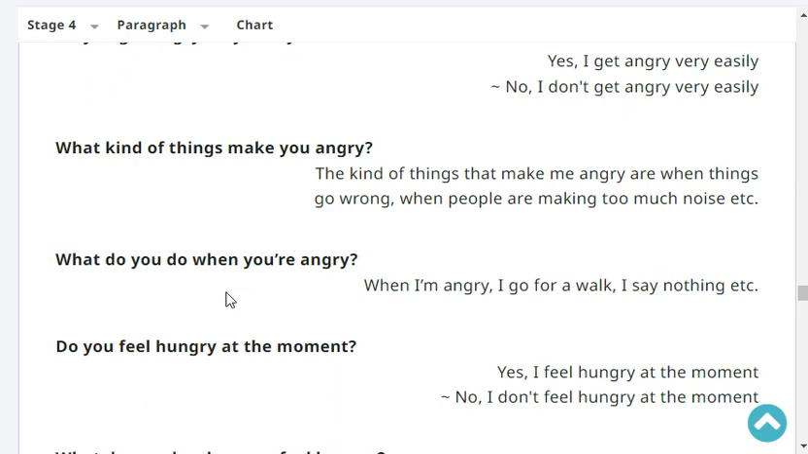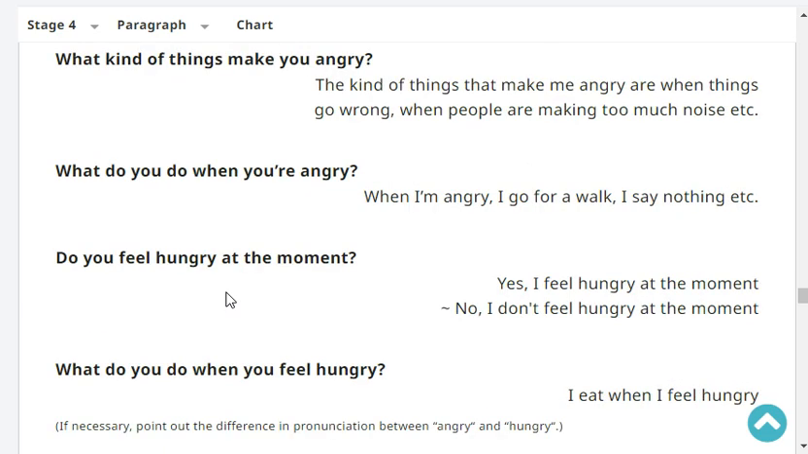What kind of things make you angry? The kind of things that make me angry are when things go wrong, when people are making too much noise, etc. Very good. What do you do when you're angry? When I'm angry, I become quiet. Very good.